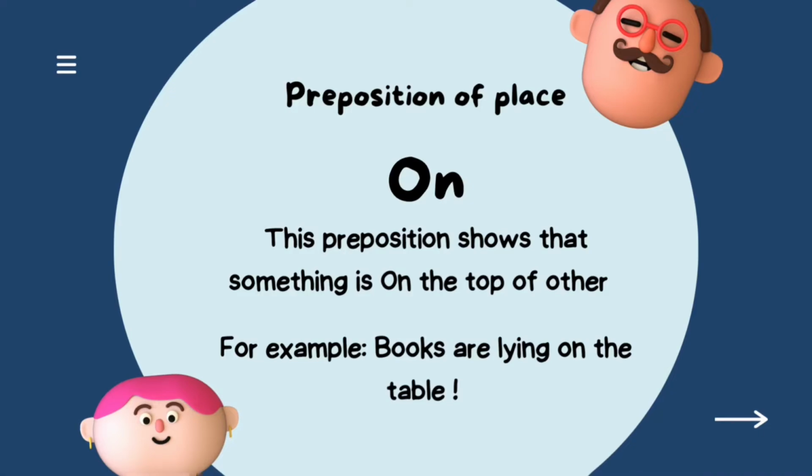One thing is on the top of something else. Let's have an example. 3 books are laying on the table. Laying or 3 books are on the table. It means that I'm describing the one thing on the top of another thing, that the books are laying on the table. So books are on the top of the table.